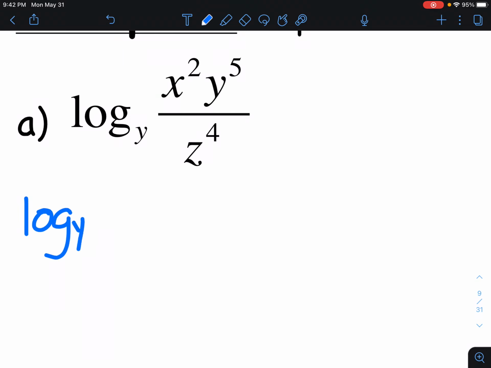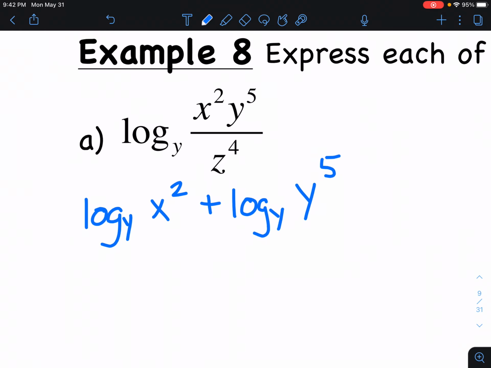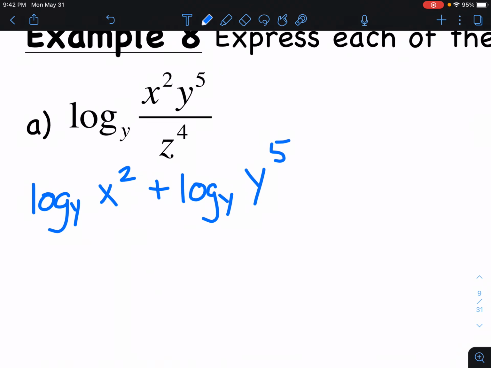I'm going to do log base y of x to the power of 2. Then I'm going to put a plus log base y of y to the 5th power. Remember, I'm using my sum property that I learned the other day because the numerators are multiplying, so we're allowed to split them with a plus sign. And then what about the z to the 4th on the bottom? That's a denominator. So I'm using my quotient property, which says I put a minus log base y of z to the power of 4.